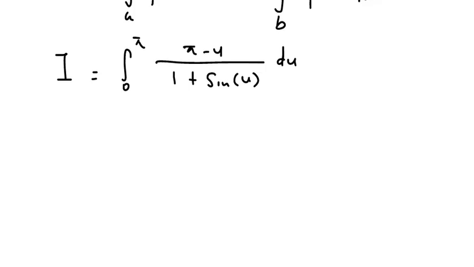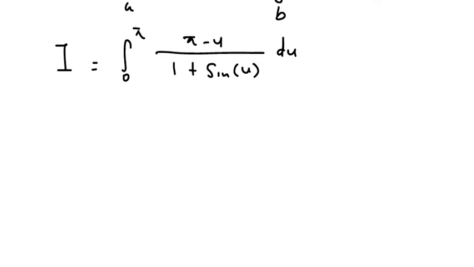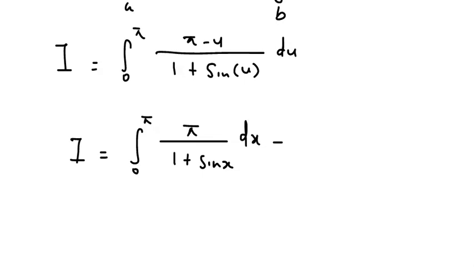Then the next thing to do here is to split the denominator. So by splitting the denominator, we have I will be equal to the integral from 0 to pi. So we're going to have here pi all over 1 plus sine of u, which is the same as sine of x. Remember that u is a dummy variable. Then minus the integral from 0 to pi. Then we're going to have u up here, which is the same as x, divided by 1 plus sine of x. And then we have our dx.